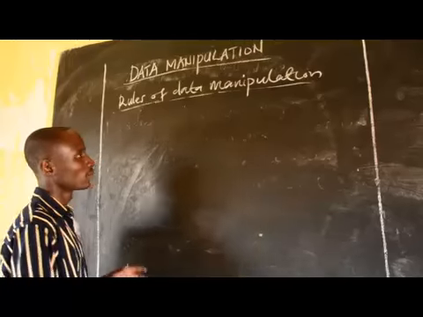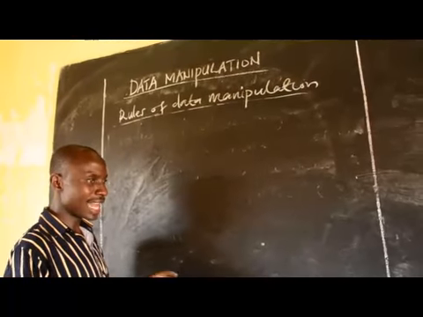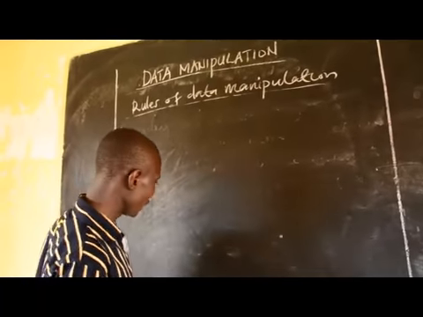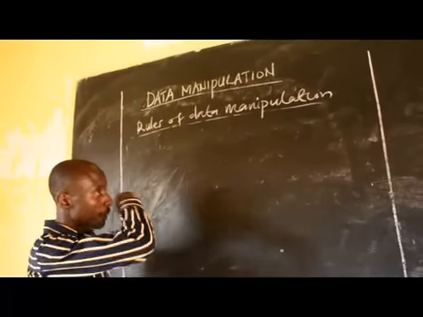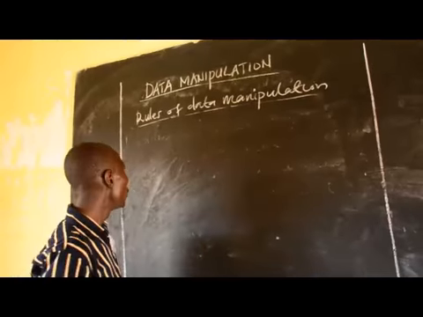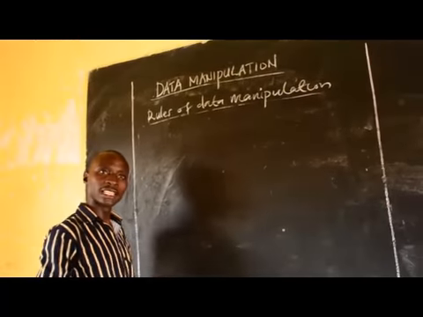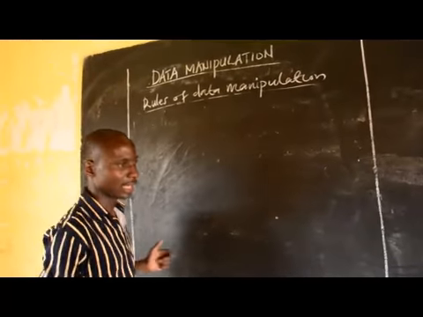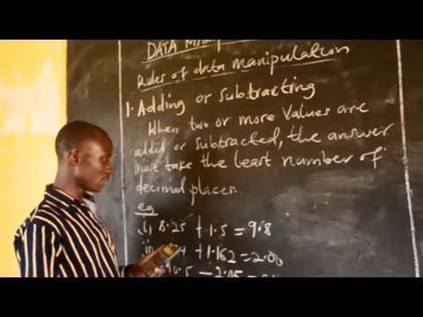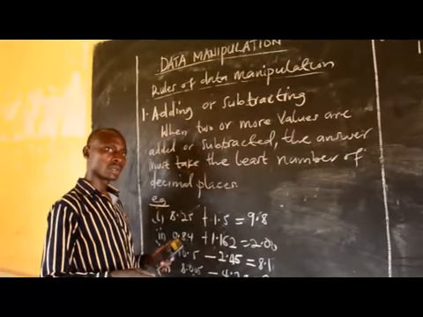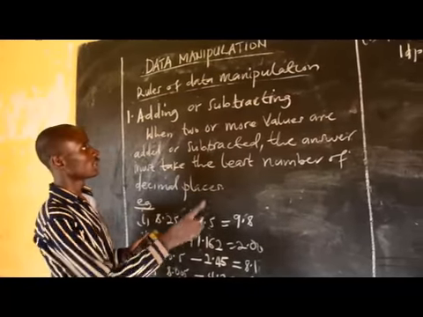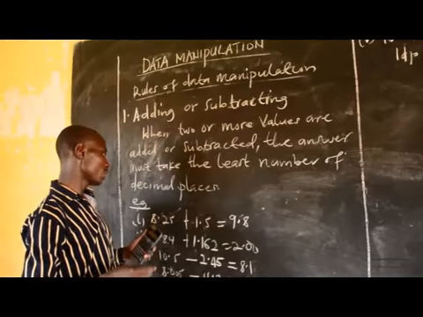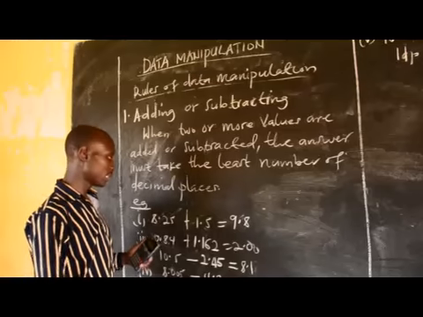There is a rule that will govern us when we are adding, a rule when we are subtracting, a rule when we are dividing, and a rule when we are multiplying. What is important is that multiplication and division are similar, and adding and subtraction are similar. We consider decimal places. The rule is that when you are adding two or more values, the answer should be to the least decimal place.